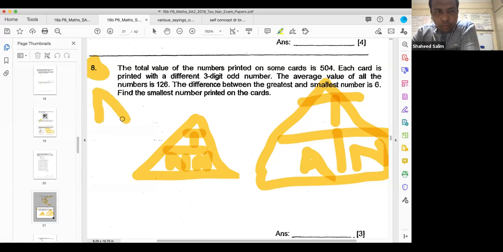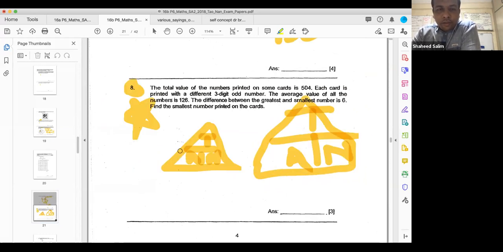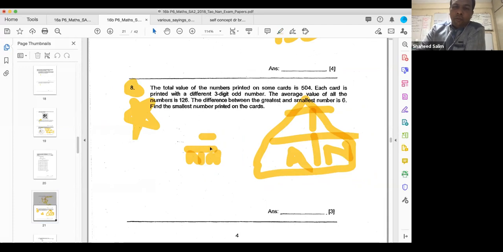I tell you what, we will KIV this question. I want to find an easy way to explain to you guys. I hope this does not come out. This seems like an unfair question, huh? But anyway, we will come back to this another time, okay?